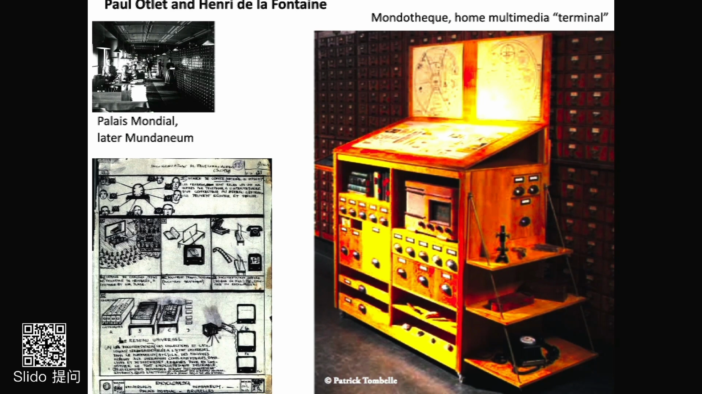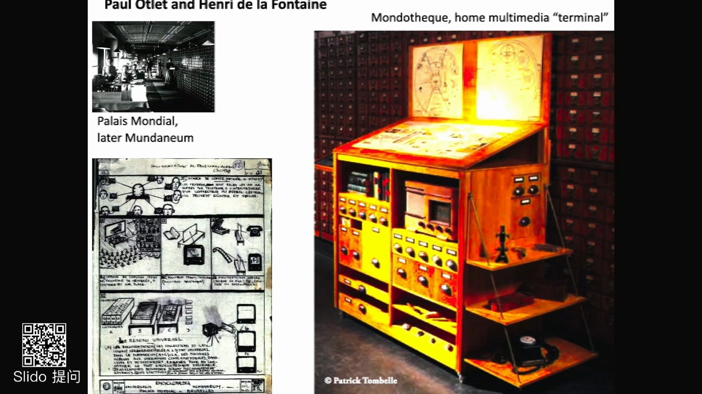Otlet worked with Le Corbusier and other architects to plan a world city to be the nerve center of the worldwide network. He planned to locate it near the League of Nations, first in Brussels, and then when Brussels lost the bid to host it, in Geneva, Switzerland. So they were part of this loose network of information visionaries with pacifist internationalist ideals.